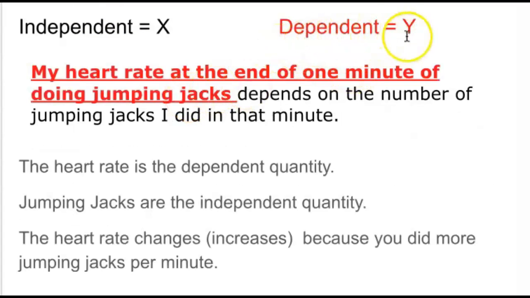In this situation, the dependent variable is the heart rate. The independent variable is going to be the number of jumping jacks. So the heart rate is dependent, the jumping jacks are independent. The heart rate changes or increases because you did more jumping jacks per minute. So if somebody does 200 jumping jacks in a minute, their heart rate's going to be going a lot faster than someone who did 2 jumping jacks in that same 1 minute. So the heart rate will change based on how many jumping jacks that you choose to do. Jumping jacks are completely independent. That's what the person decides to do.